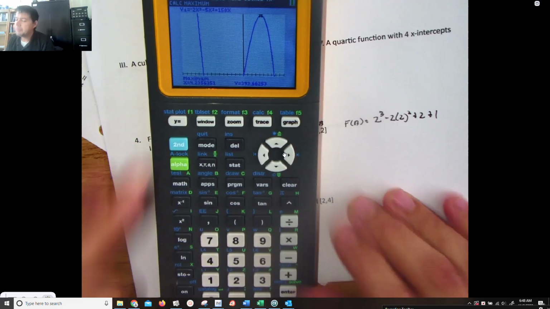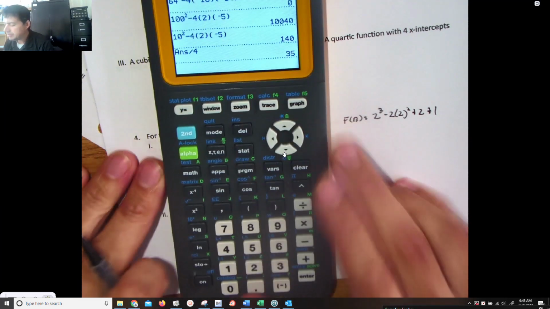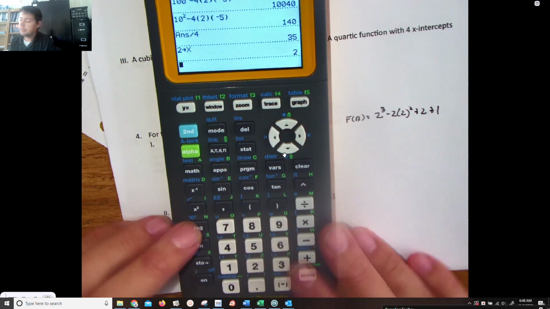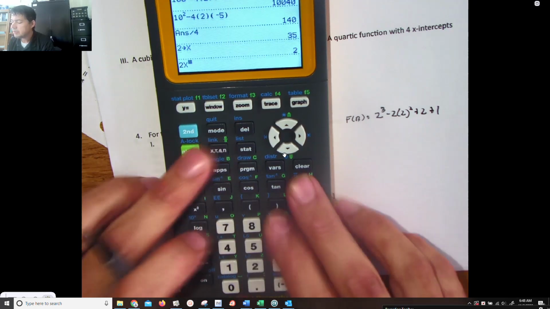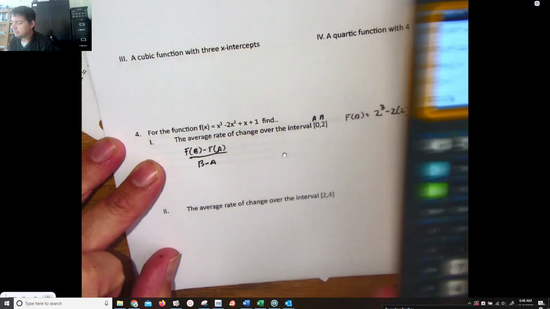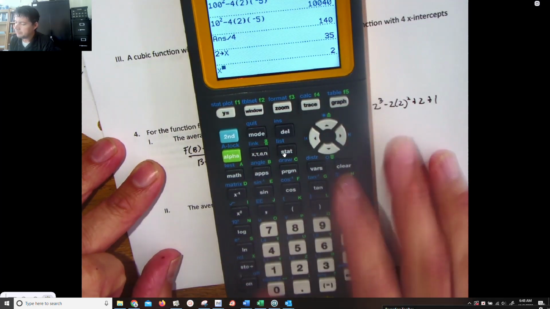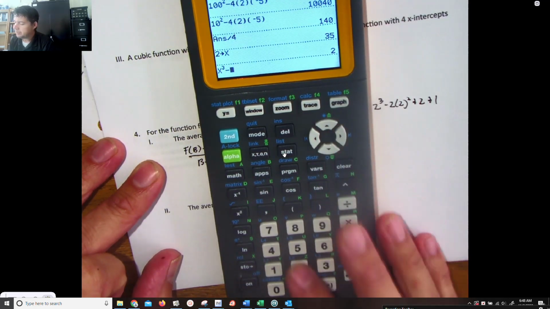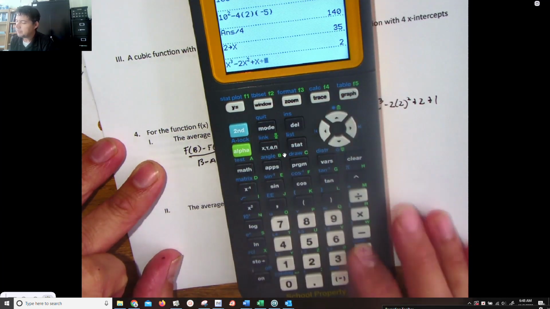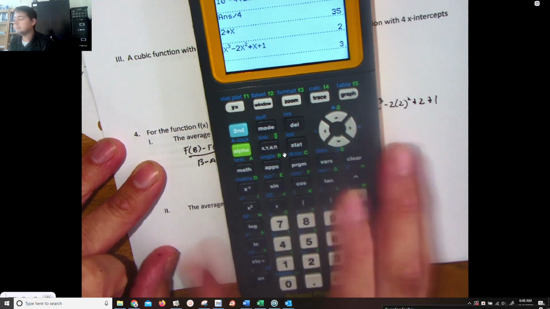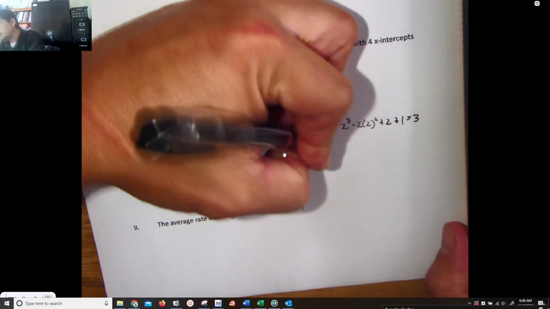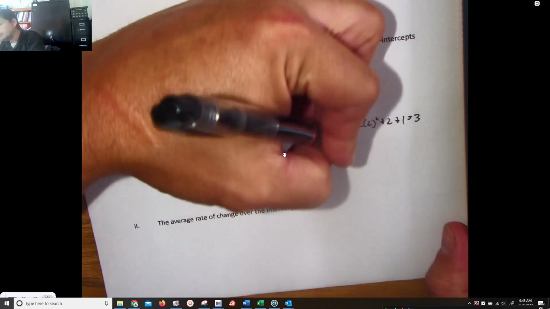And I'm going to use a storage feature here because I'm going to plug something in twice. I'm going to take a 2 and store it to x. Then I'm going to type in the equation. Sorry, the equation was x cubed minus 2x squared plus x plus 1. It's a 3. Here's why I'm using the storage feature: because now I don't have to retype everything. Although this one's pretty easy.